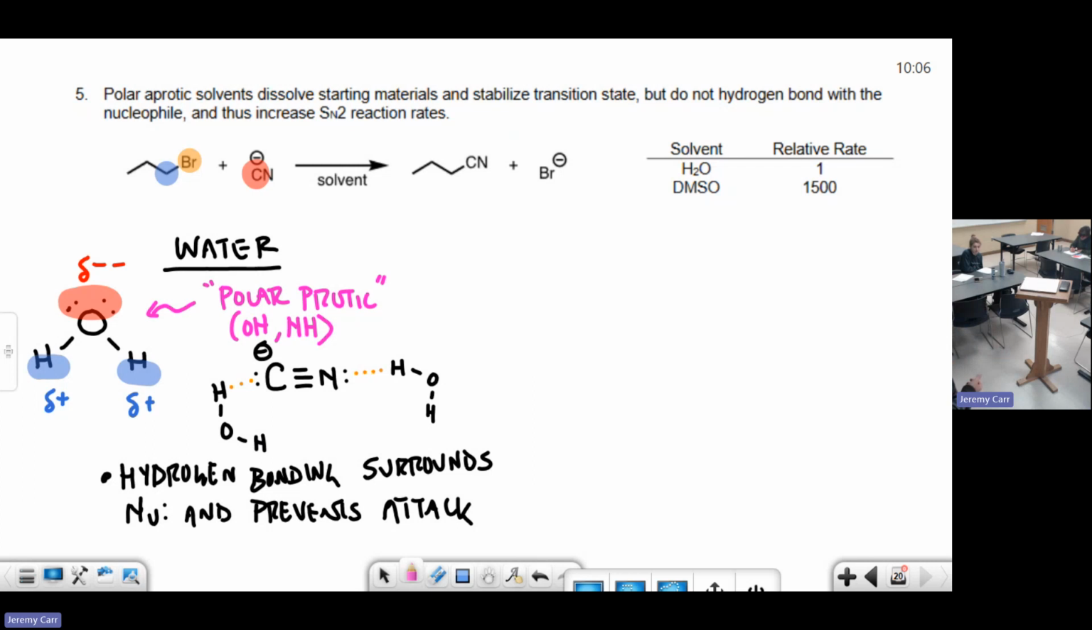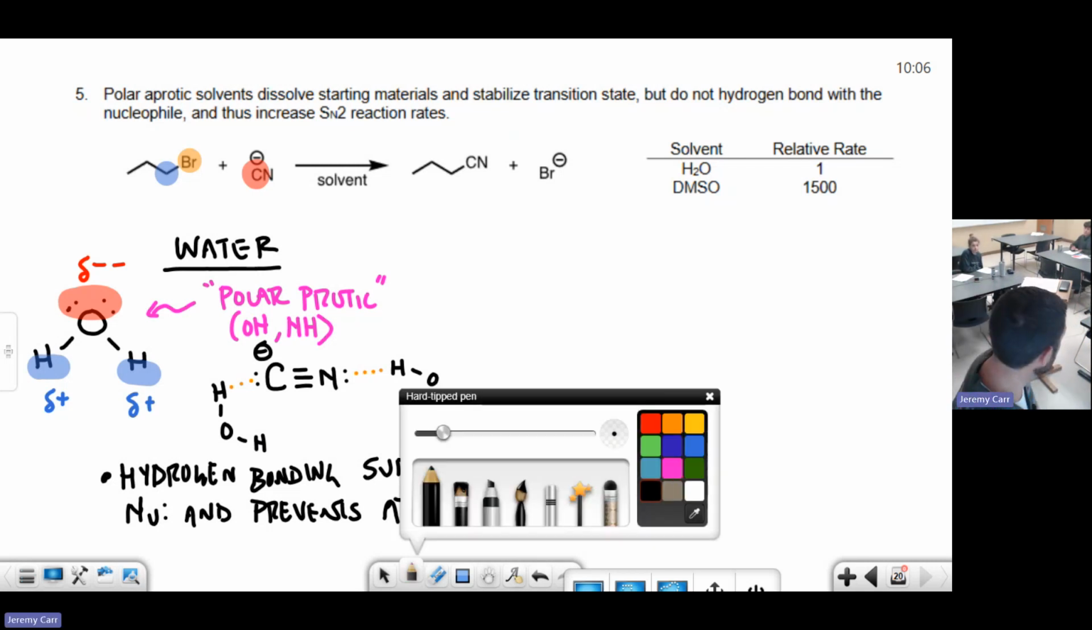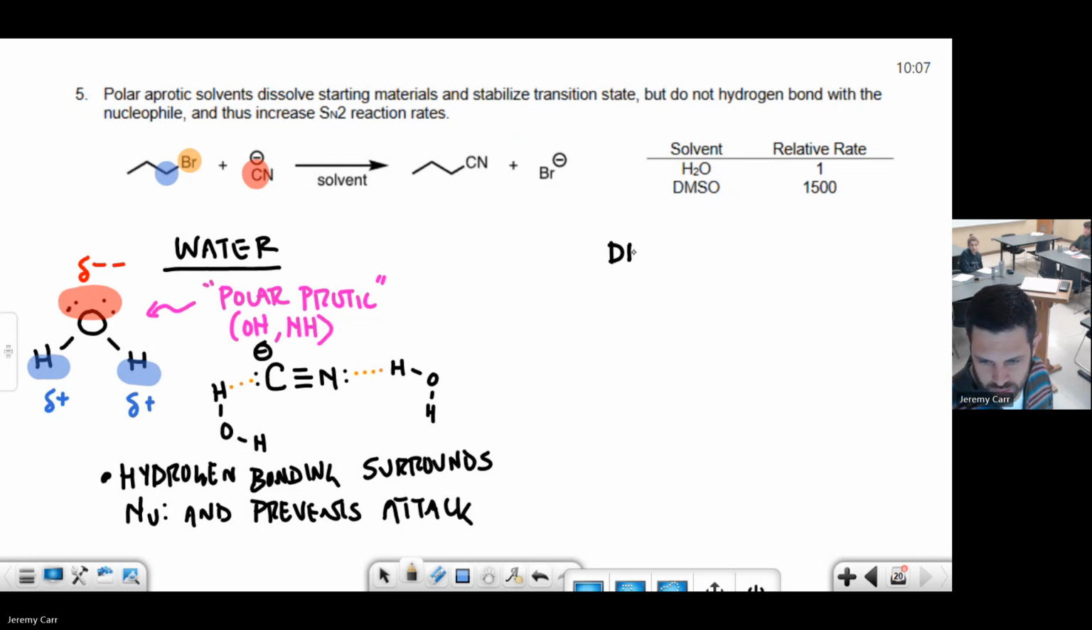Okay, how is that different than DMSO? So DMSO is a little bit different in this case. DMSO, you guys have probably heard. Have you heard of DMSO before? Should have. If you haven't, I'm going to prove to you why you should know about this today. It stands for dimethyl sulfoxide. So let's draw out what this looks like.